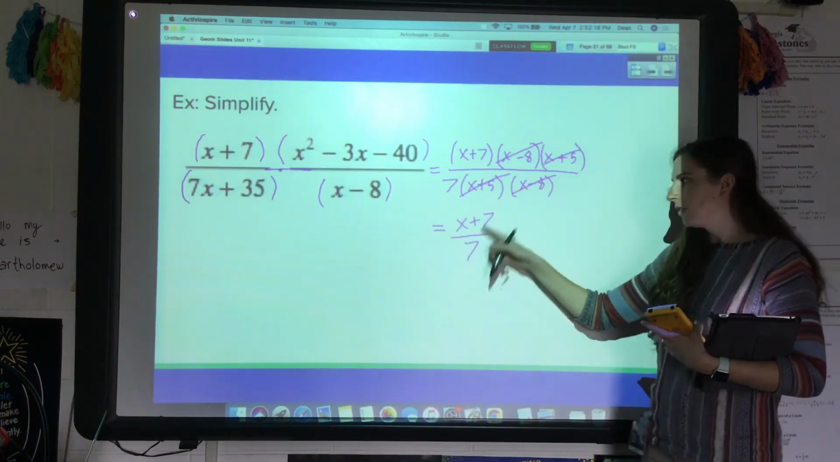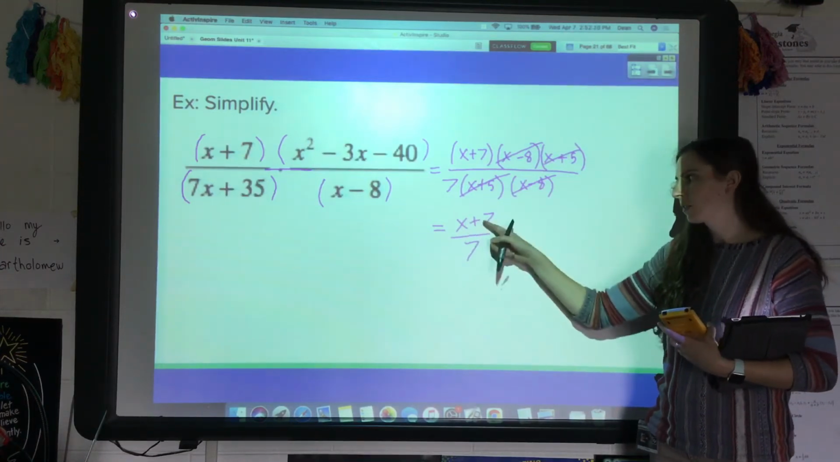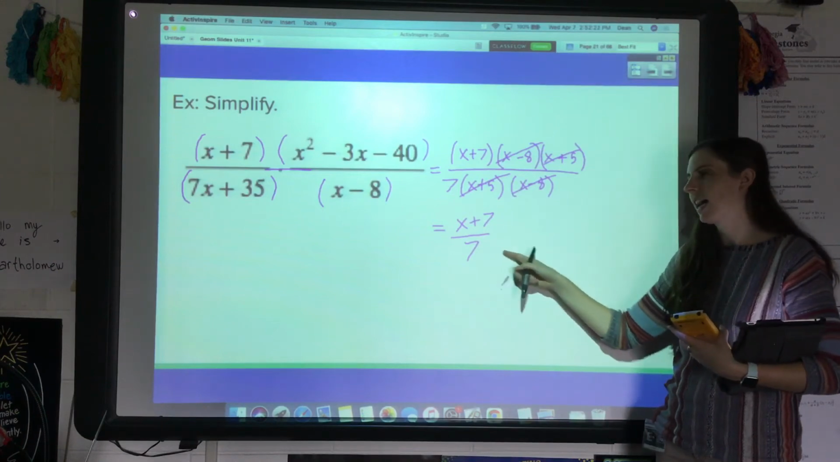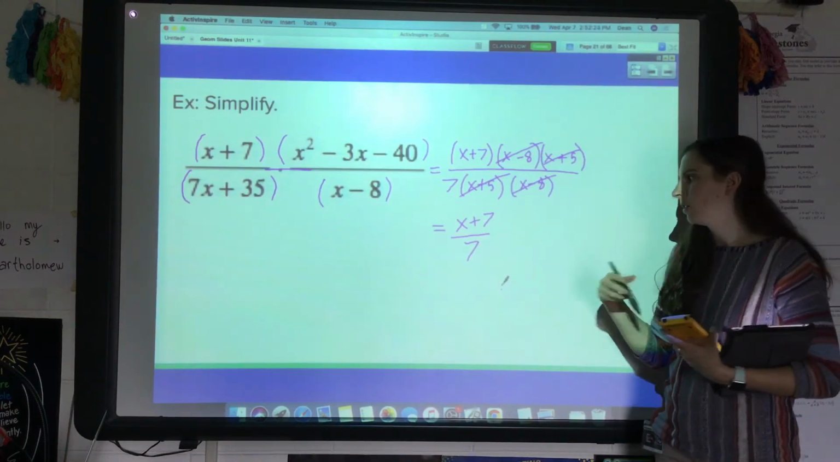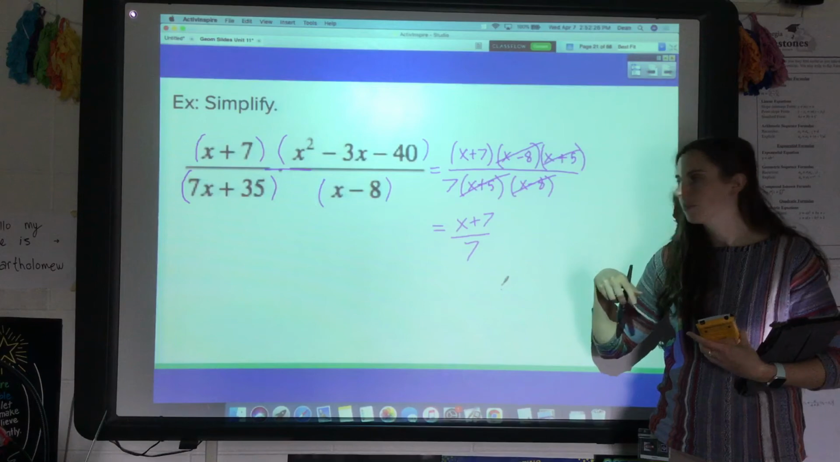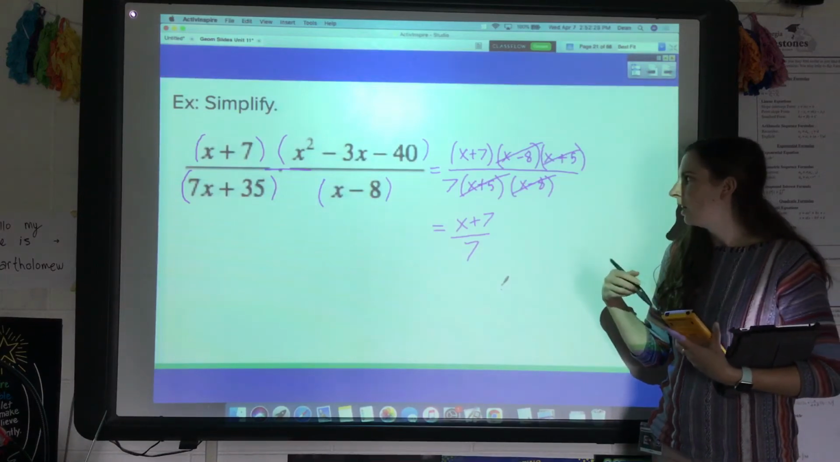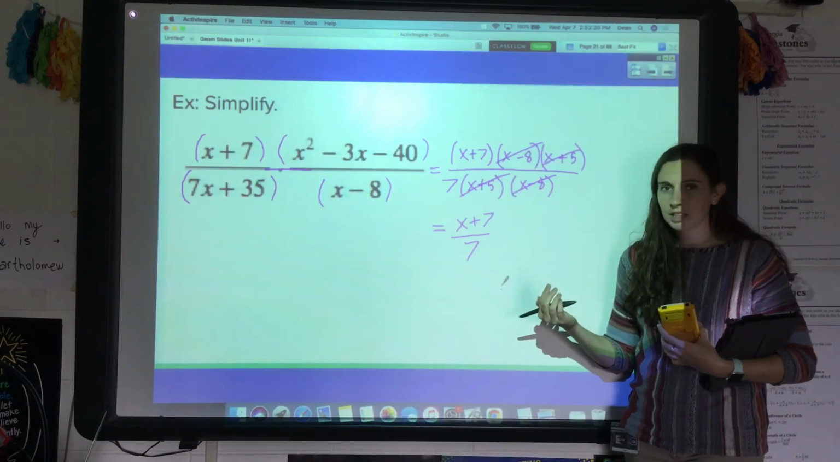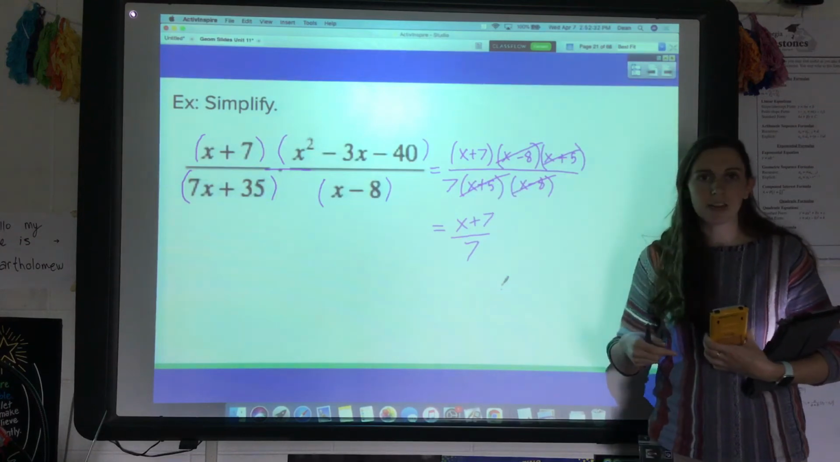Be careful, those 7s don't cancel. This is an x plus 7, it would have to cancel with an entire x plus 7 on the bottom. So those don't cancel because of the plus. So that's my answer.